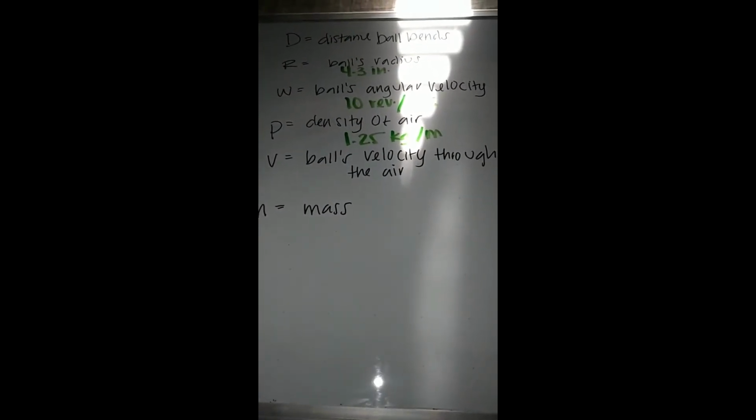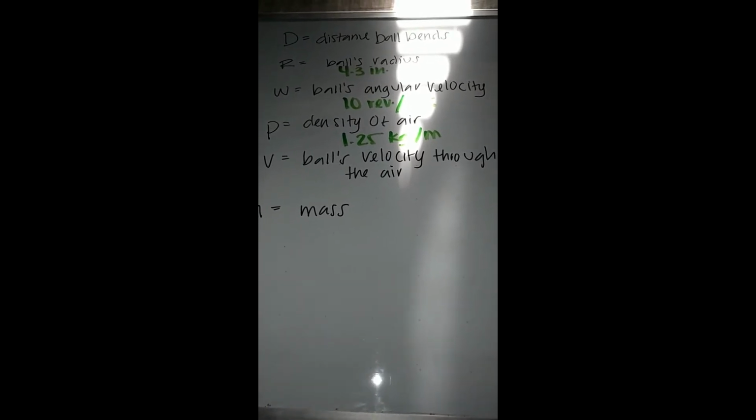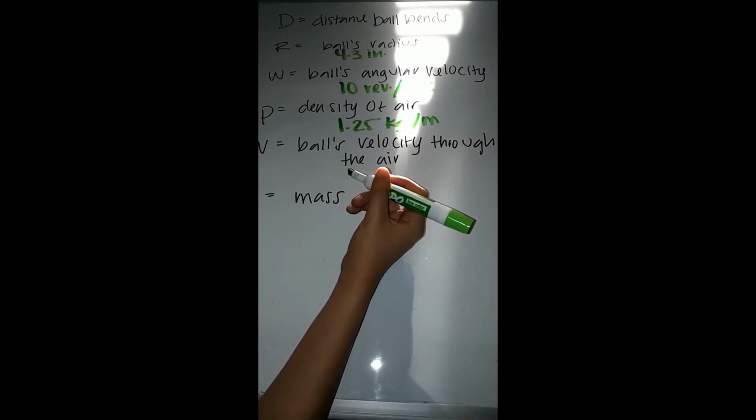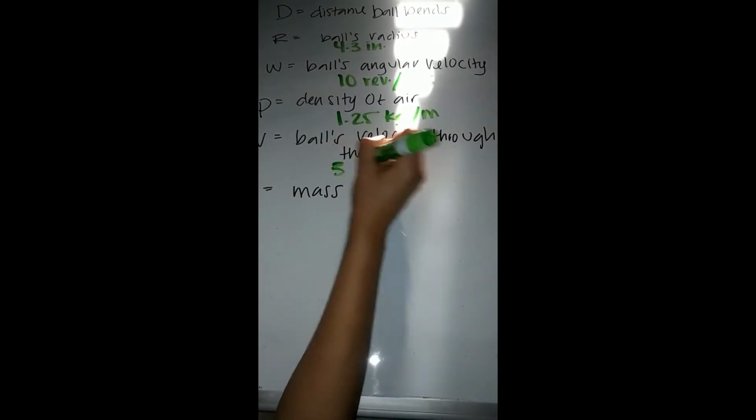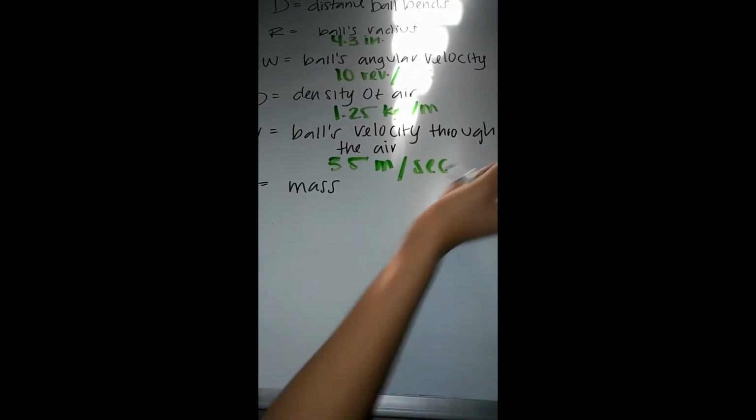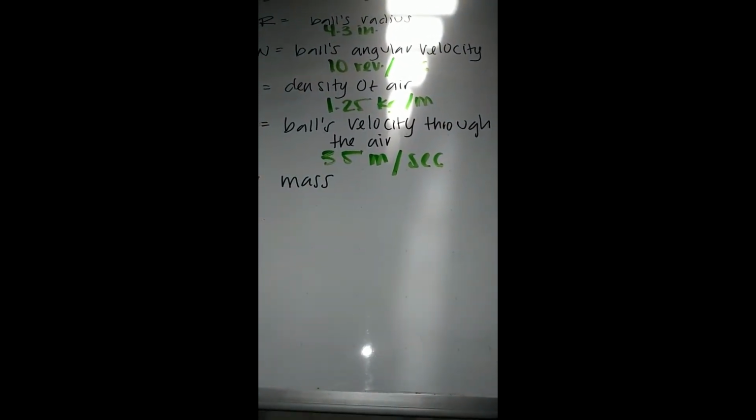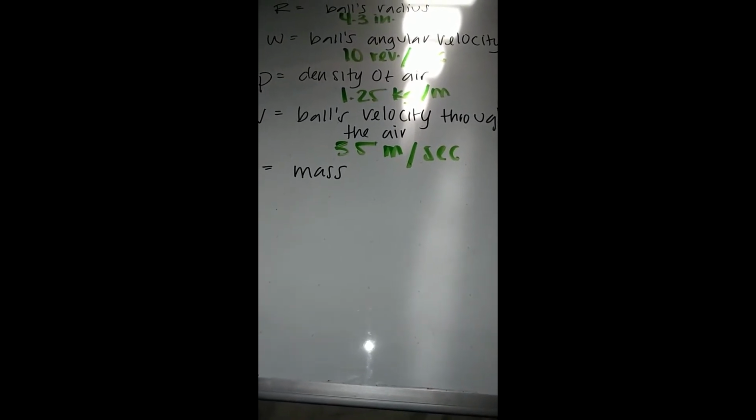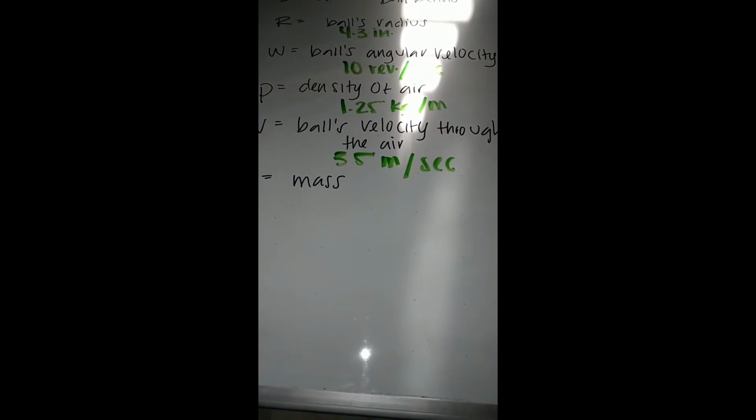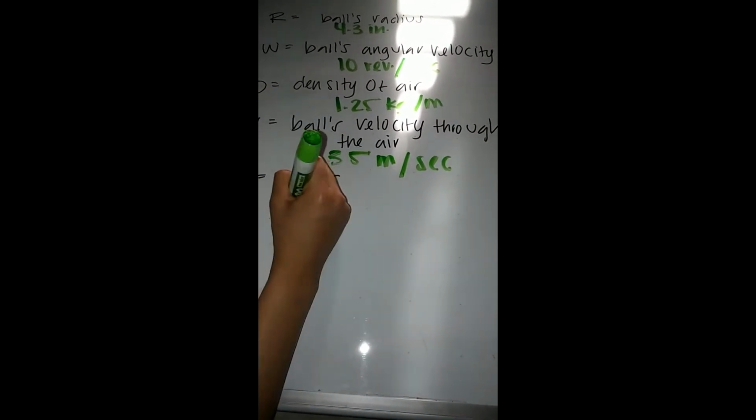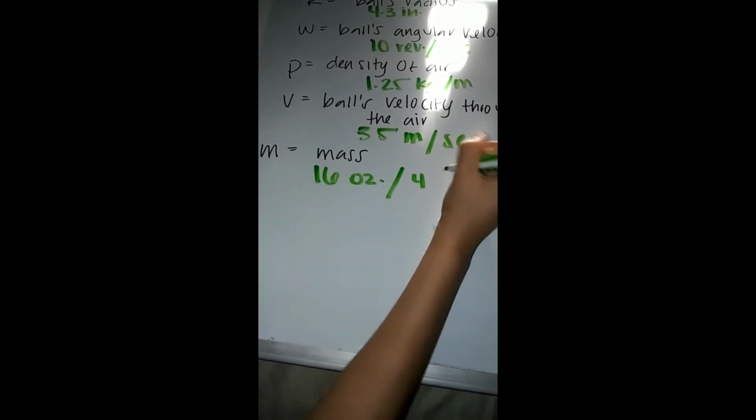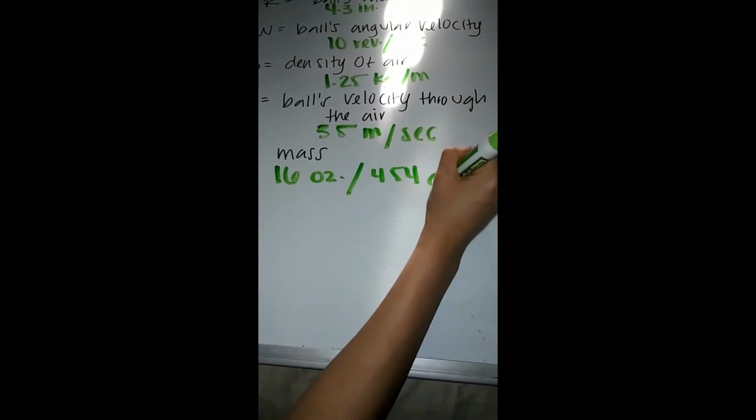To find v, or the ball's velocity through the air, the information is already given, and I know that the velocity through the air is 35 meters per second. I know that the mass of an average soccer ball is 16 ounces, or 454 grams.